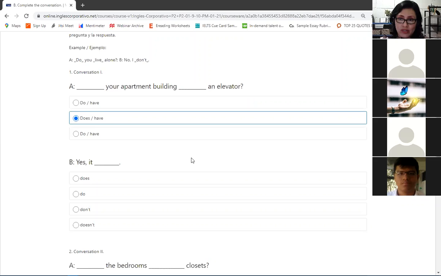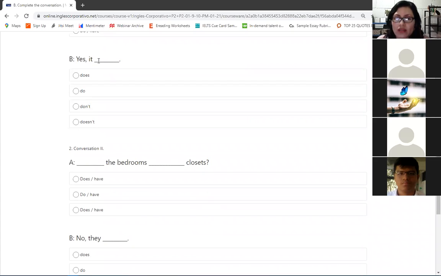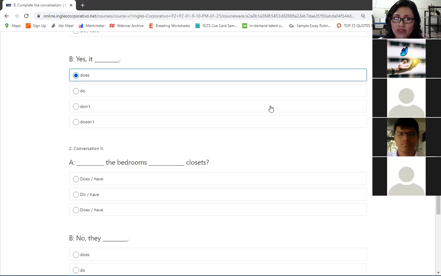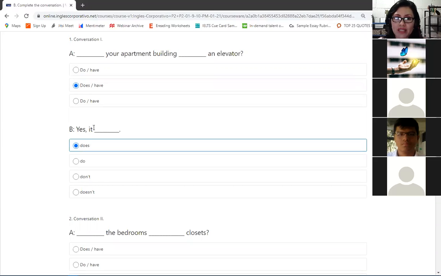And the short answers, las respuestas cortas. En este caso, si ella dice yes, what is going to be the best answer? Yes, it what? It doesn't, it don't, it do, or it does. What do you think? It does. No, muy bien. It does or it do? It does. Ah, it does, right? Look at the question, veamos la pregunta. Does the apartment building have an elevator? Yes, it does. Very good. Esta respuesta corta debe emparejar con el auxiliar que yo estoy utilizando al principio de mi pregunta, okay?